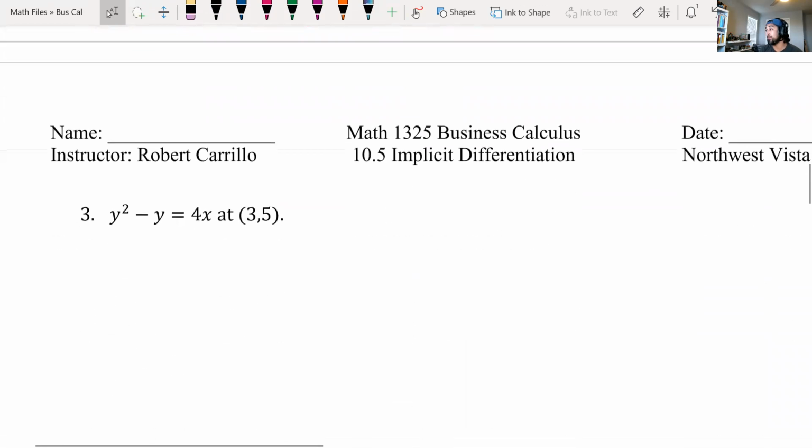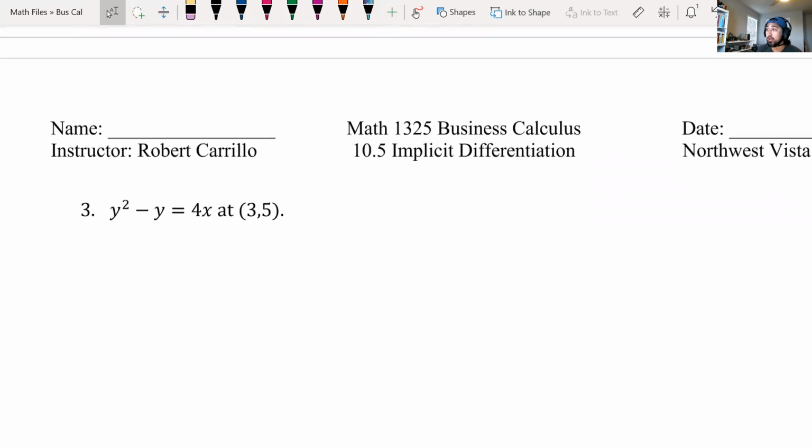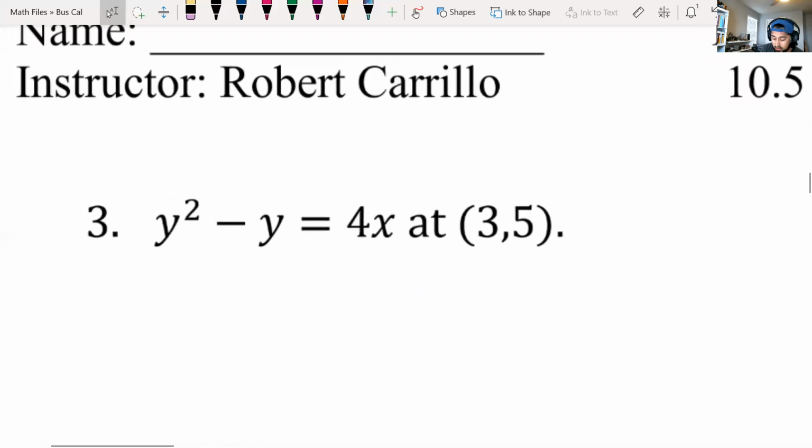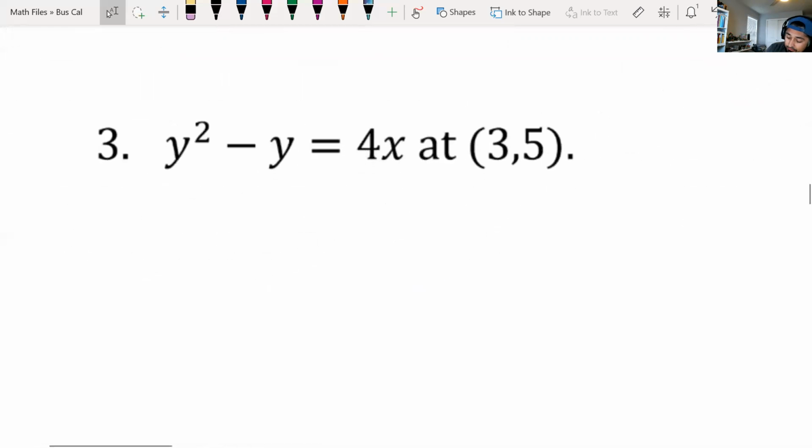And of course, this leads to something bigger. The next class will have something called related rates, where we're going to take the implicit derivative of x and y with respect to time. So this section is setting us up for that. Okay. Number 3. Let's do it again.